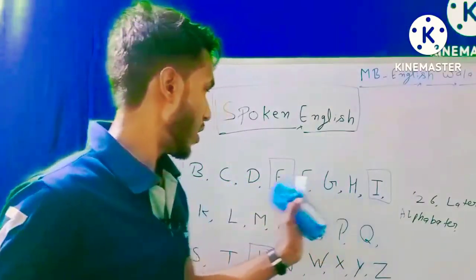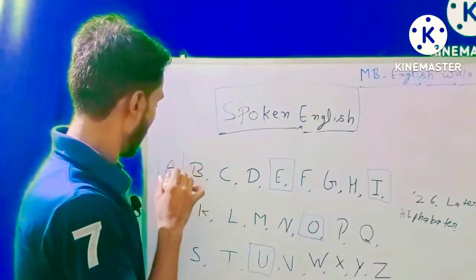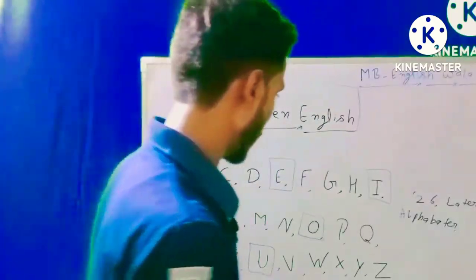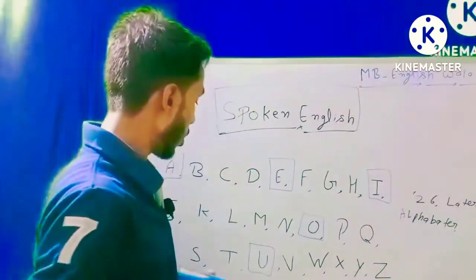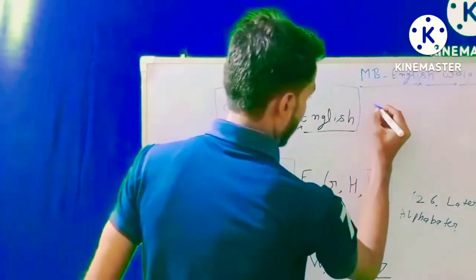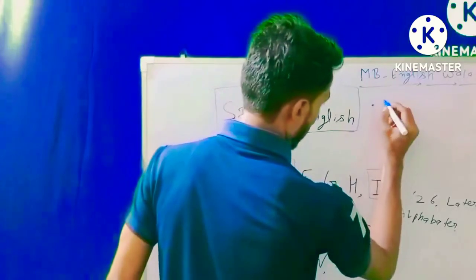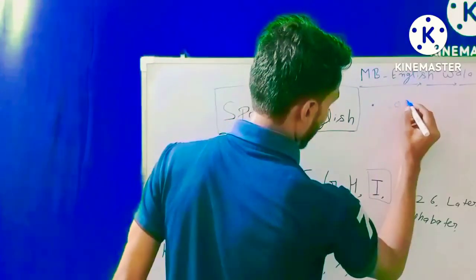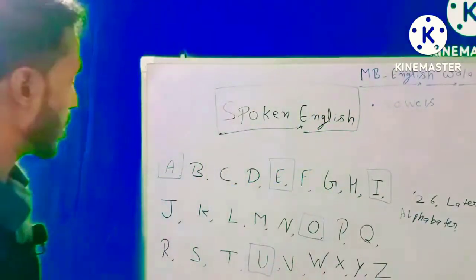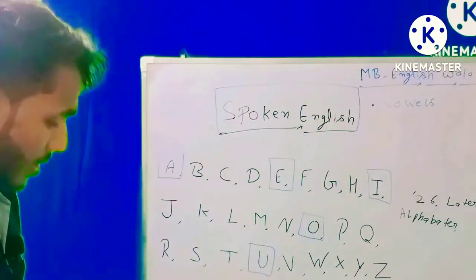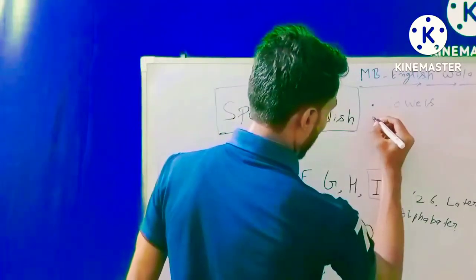The twenty-six alphabets have 5 vowels, which I marked with a blue pen. I marked 5 alphabets: A, E, I, O, and U. These are called vowels. And the rest of them, which are written in black pen, are all called consonants.